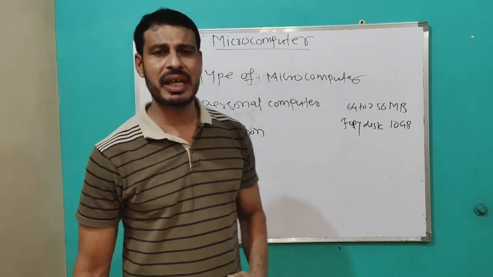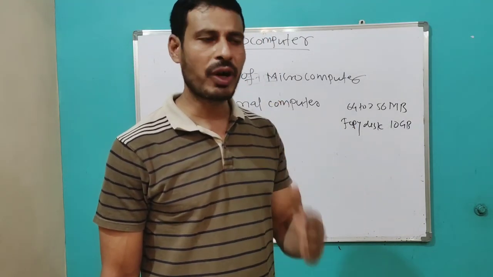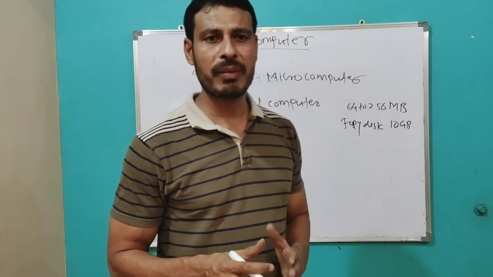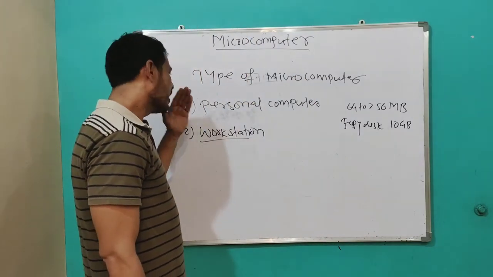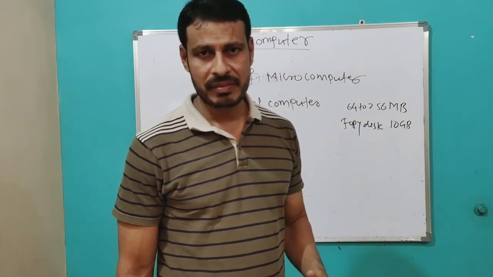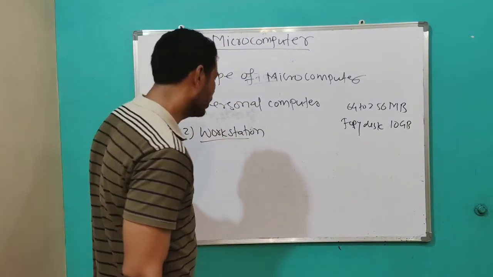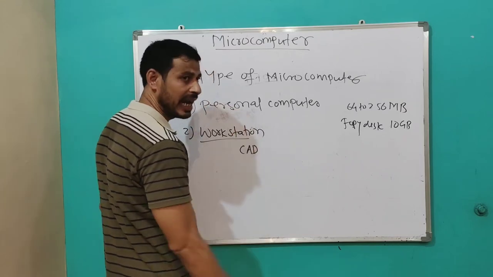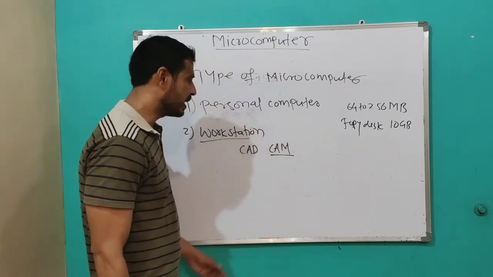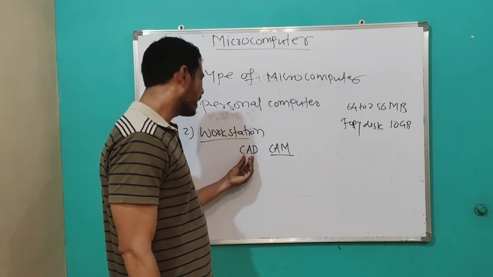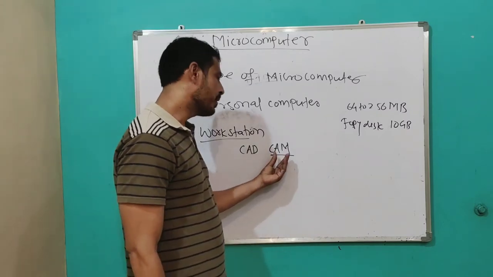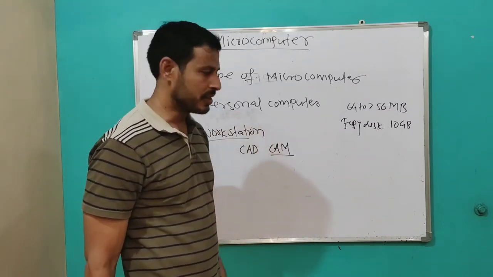Second is the workstation. This workstation is nothing but a high performance personal computer, and it is generally used for engineering and scientific applications. Workstations include computer aided design, that is CAD, and computer aided manufacturing, CAM. Generally civil engineers and mechanical engineers use CAD, and it also includes CAM, that is computer aided manufacturing.